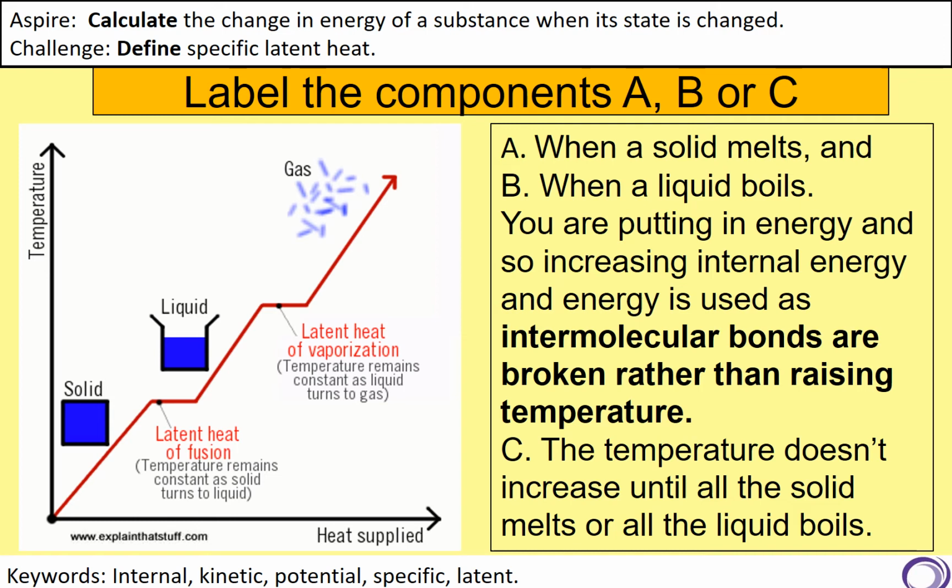So on this graph, what I want you to do is try to label these components: when a solid melts and when a liquid boils, and what happens when this is happening. Just before you start, you're going to put in energy, so you're increasing the internal energy, and that is used to break bonds rather than just to raise the temperature. So where is that happening? Where is the solid melting? Where is the liquid boiling? And then C, the last bit: the temperature doesn't increase until all the solid melts or all the liquid boils. So I want you to label those components on that graph very quickly. Sketch a graph. You don't need to put the latent heat of vaporization and latent heat of fusion, but you do need to put A, B, and C.